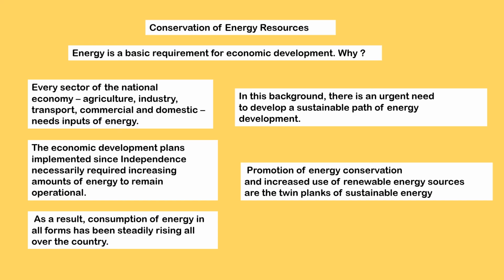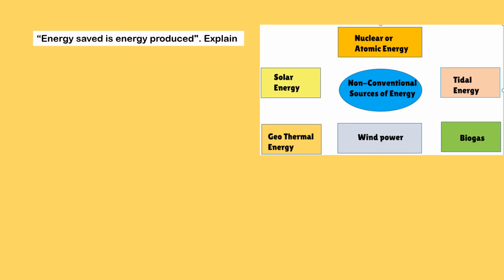Promotion of energy conservation and increased use of renewable energy sources are the twin planks of sustainable energy. That is the two ways we can save energy. Right? One is to conserve energy and second is to use renewable sources. Solar, thermal, geothermal, tidal, biogas. Energy saved is energy produced. Explain. Very important board question. Just look at the picture. We have to depend on these sources of energy. Solar, nuclear, tidal, biogas, wind power, geothermal energy, thermal energy, hydroelectric.